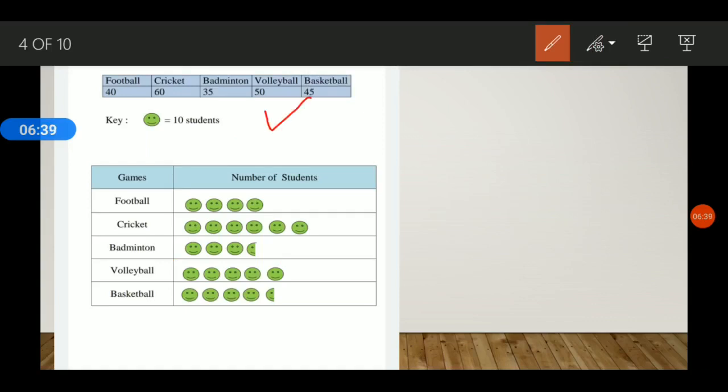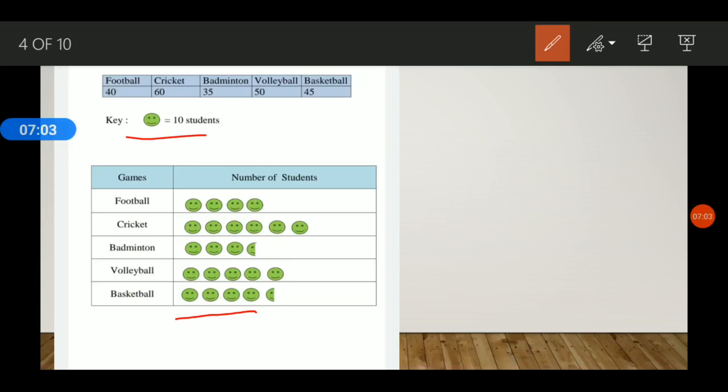Next is 50, volleyball. So how many pictures will we draw? 5, because one picture represents 10 students. So 50 students represent 5 pictures. Next is 45. So for 45 we will draw 4 pictures completely for 40 students, because one picture represents 10 students, so 4 pictures represent 40 students.